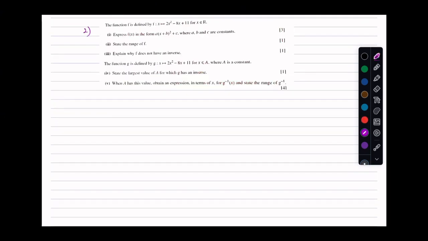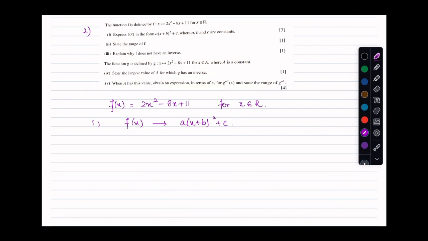So let's do this question, which says the function, and this has been taken from past papers. The function f is defined by f of x equals 2x² minus 8x plus 11, and this is for x belonging to all real numbers. So part 1 says express f(x) in the form a(x plus b)² plus c, where a, b and c are constants.